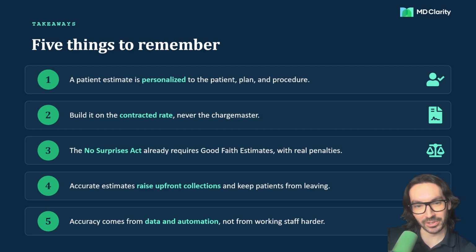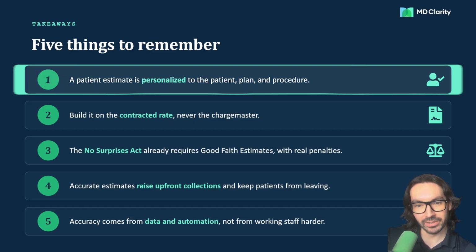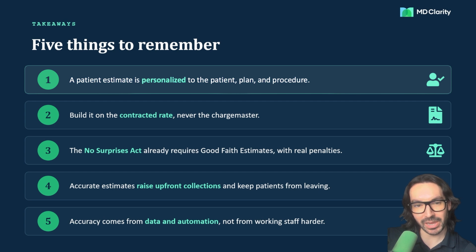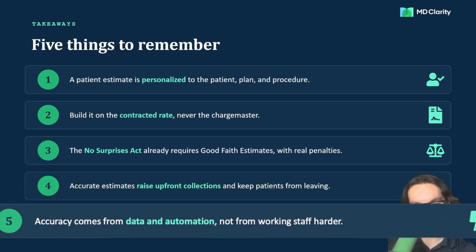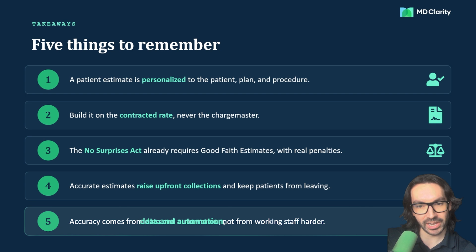Let's pull it together. 5 things to remember. 1. A patient estimate is personalized to the patient, the plan, and the procedure. 2. Build it on the contracted rate, never the chargemaster. 3. The No Surprises Act already requires good faith estimates, and the penalties are real. 4. Accurate estimates raise upfront collections and keep patients from leaving. And 5. Accuracy comes from your data and your automation, not from working your staff harder.